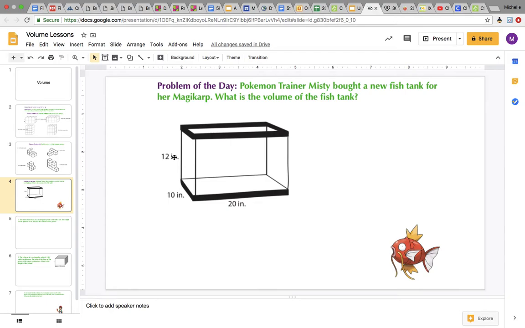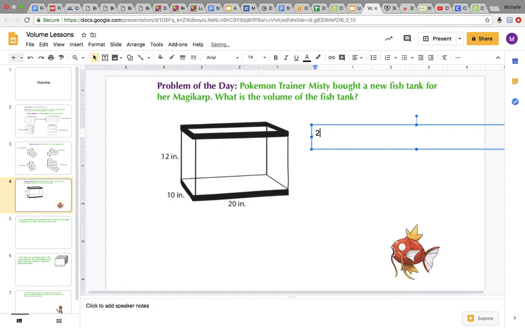Go ahead and pause the video and try and solve this on your own. All right, if you're ready, let's go over this problem. So we want to write out our formula. Our length is 20, our width is 10, and our height is 12. We're going to start by doing 20 times 10, which we should all be able to do in our head and get 200. Now we want to do 200 times 12.